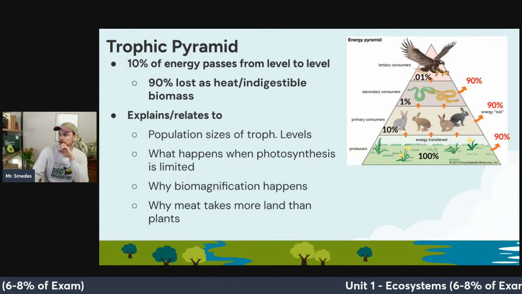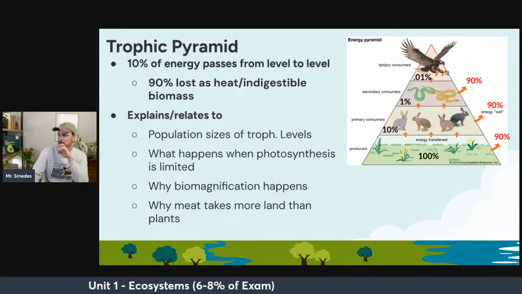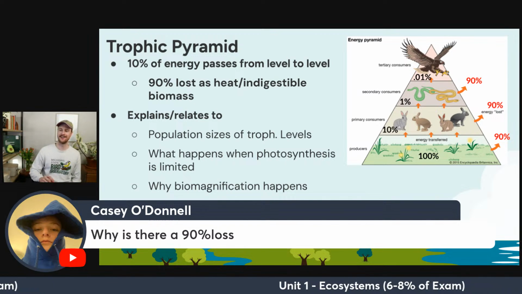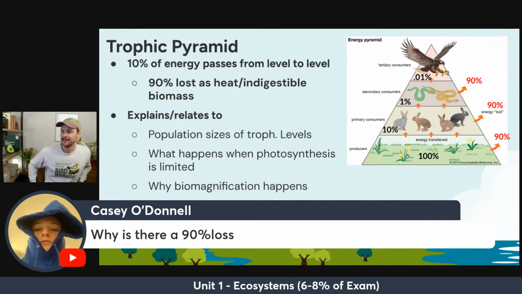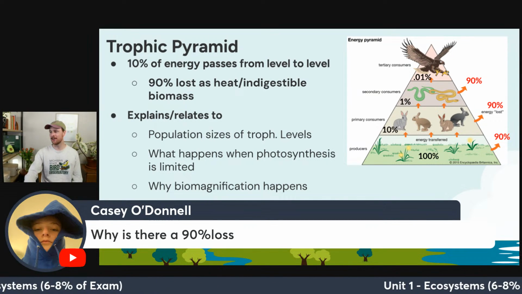Okay, let's throw a question up on the screen, because I think this is a valuable question. Why is there 90% loss? I don't know if this person wanted their whole first and last name and face on the screen, but oops, oh well. 90% loss. Why is there 90% loss?